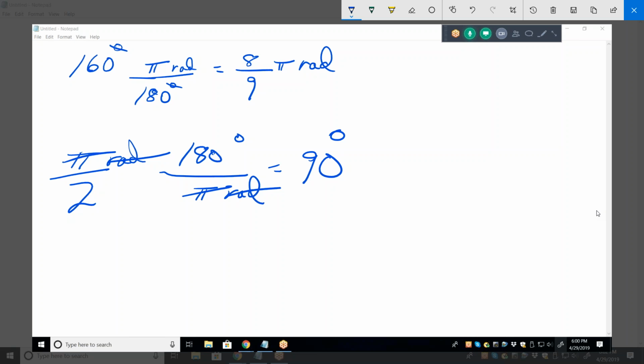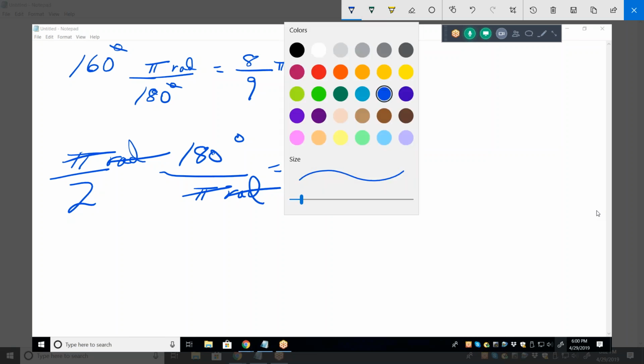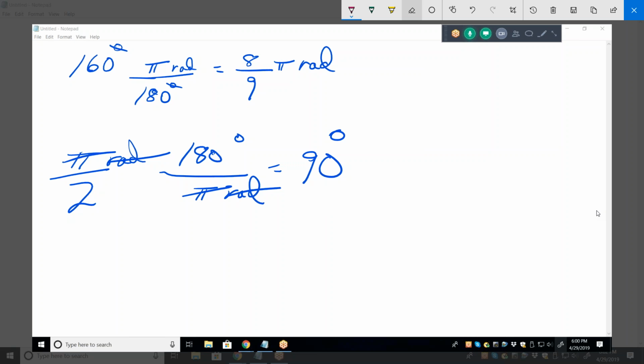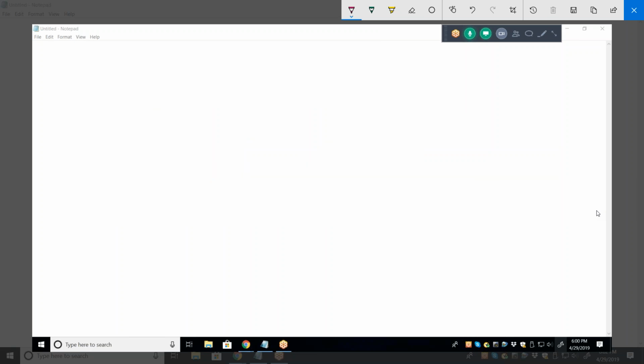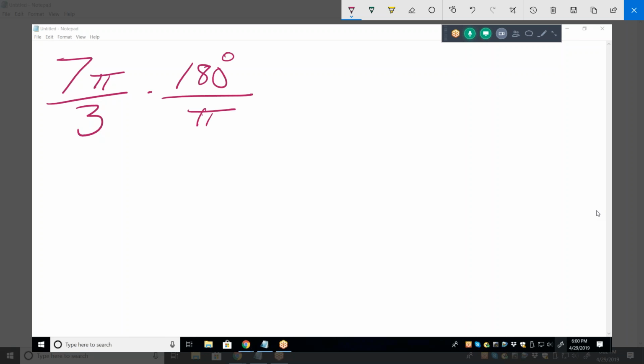Okay, give me one and I'll have you do it and make sure you know how to do them. And then there's something else I want to add. 7 pi over 3. So what are we going to multiply this by? What's the conversion factor? It would be 180 degrees over pi. Whatever you're trying to turn it into needs to go in the numerator. And we're trying to turn it into degrees. So what does this become?